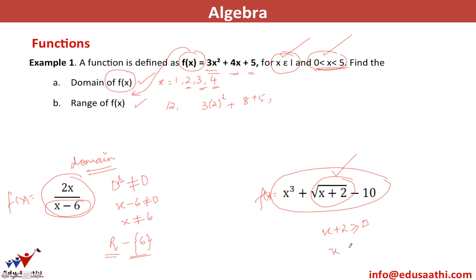So, x has to be greater than or equal to minus 2. So, I can have a value which is equal to 0. I can have a value which is positive, but I cannot have a negative term under the square root sign. So, it will be all real numbers such that x is greater than or equal to minus 2.